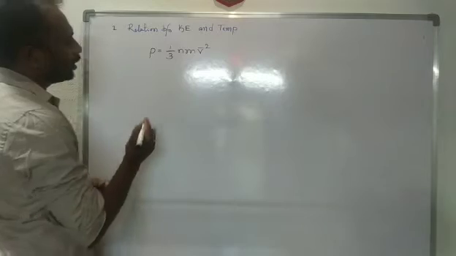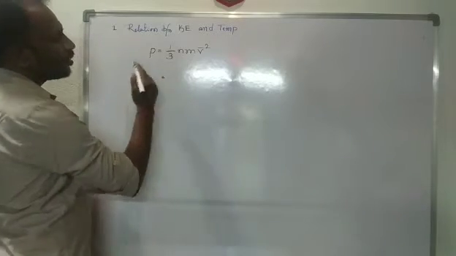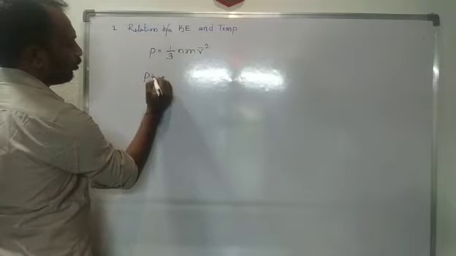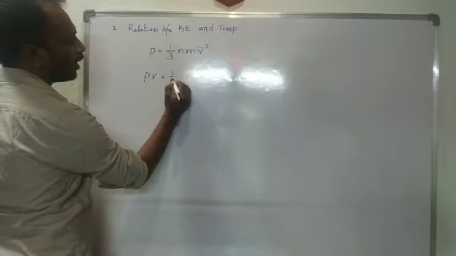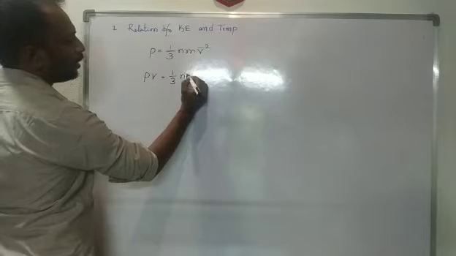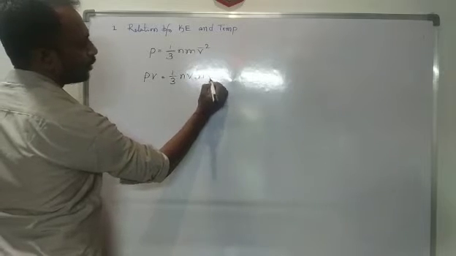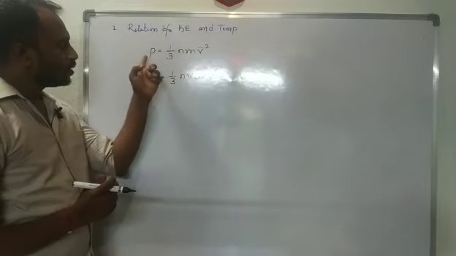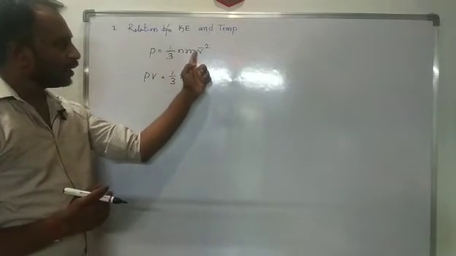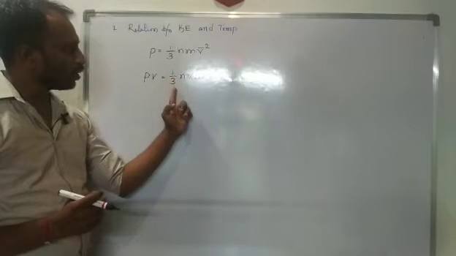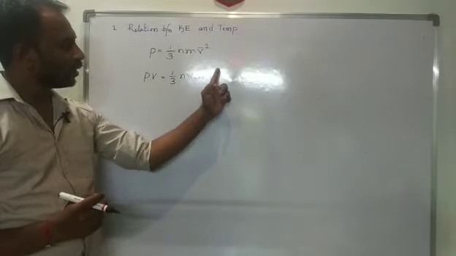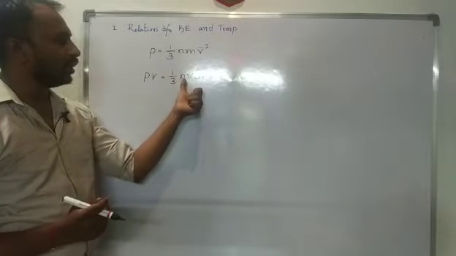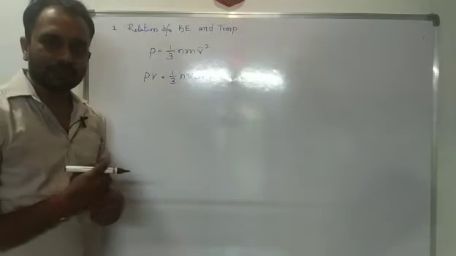Here, multiply both sides by V. It means PV is equal to 1 by 3 N into V into M into V bar square. So P is equal to 1 by 3 N M V bar square, and multiplying both sides by V, PV is equal to 1 by 3 N V M V bar square.